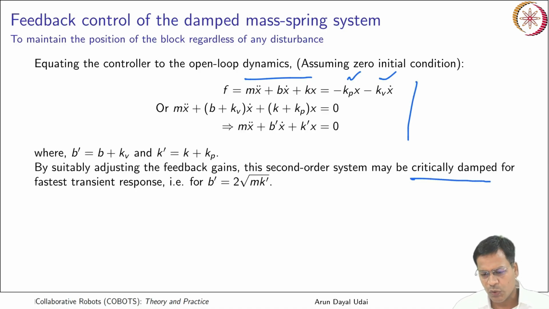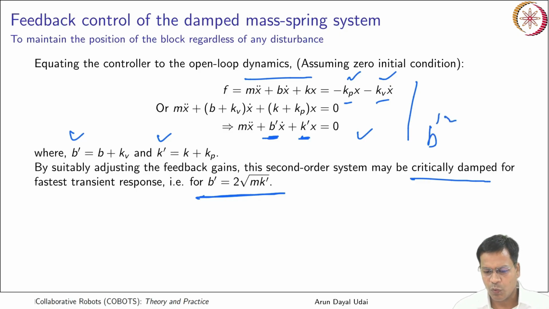Now I can use these feedback gains to adjust the characteristic equation, that is, b and k equivalent values given by b dash and k dash, to a response such that the discriminant of this characteristic equation becomes equal to 0. So in that case your roots will become equal and it becomes critically damped. So that is the case here.